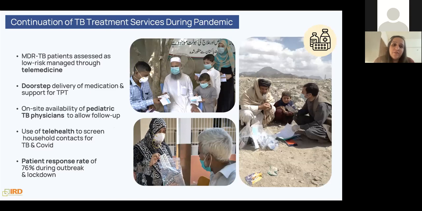And so MDR patients assessed as low risk were managed through teleclinics, like telemedicine. We ensured doorstep delivery of medication and support for TB preventive therapy. We also ensured on-site availability of pediatric TB physicians to allow follow-up of childhood TB patients. We used telehealth to screen household contacts for TB and COVID. And we got a very resounding and nice response of about 76% patient response rate during the outbreak and lockdown.